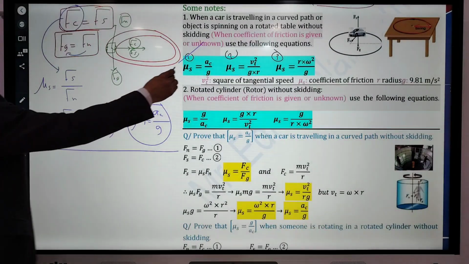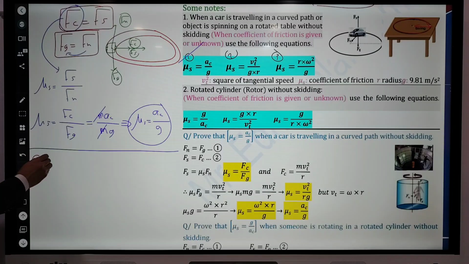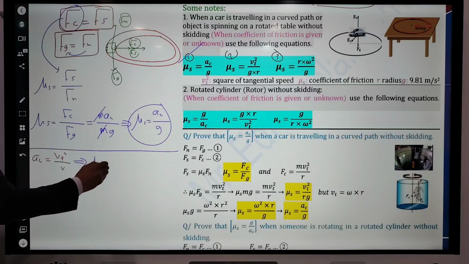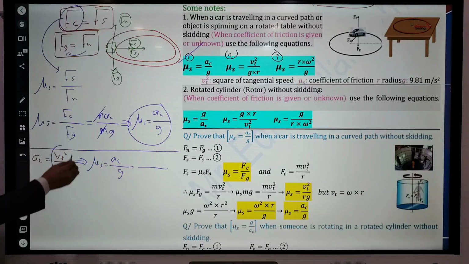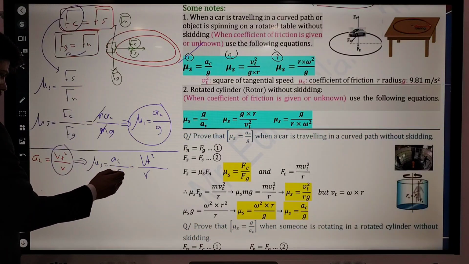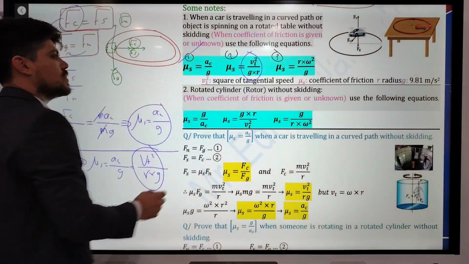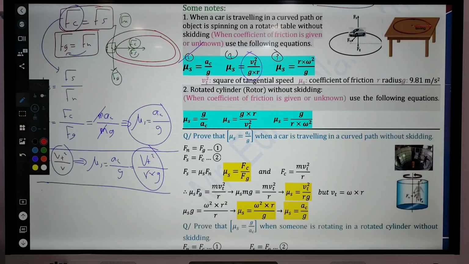Equation number 2 we can get from equation number 1. As you know, a_c is equal to v_t squared over r. Substitute into this equation: mu s is equal to a_c over g, but instead of a_c, write v_t squared over r. What remains? g. This is the second equation: v_t squared over g r. The third equation comes from this equation. As you know, v_t is equal to what?